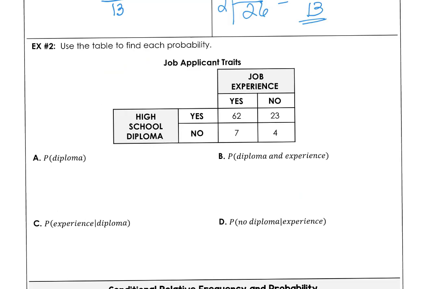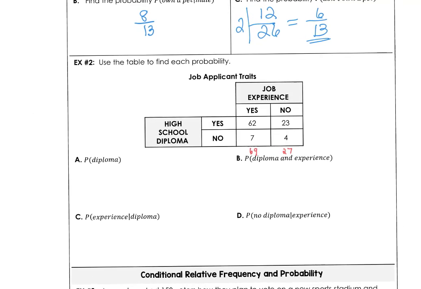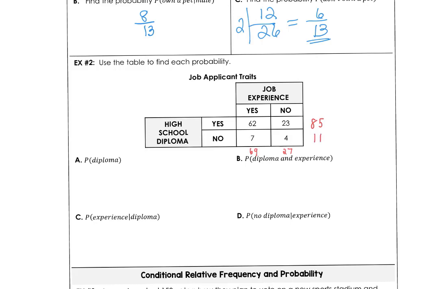Let's go on to example 2. We want to use the table to find each probability. So the first thing you want to do is to add up the rows and the columns. In the first column, we have 69 in the survey. In the second column, there were 27. In the first row, that's 62 and 23, we have 85 people. And in the second row, 7 and 4, that would be 11. So adding these two total, we see that there were 96 people surveyed. So we know that the total amount of our data was collected from 96 different people.